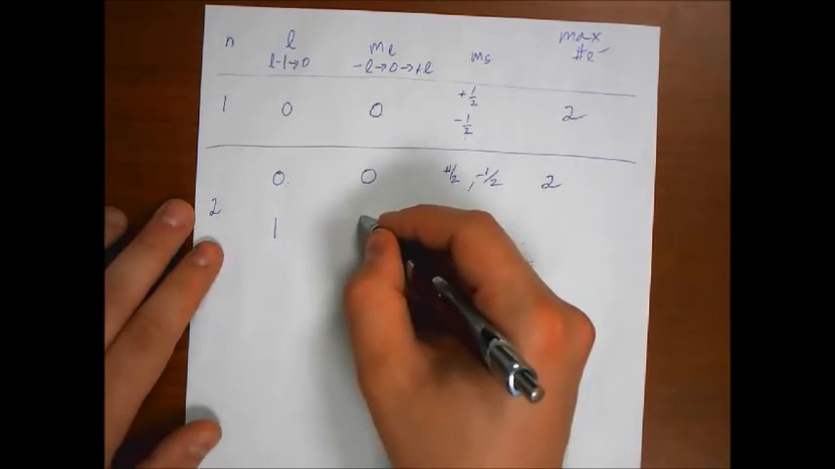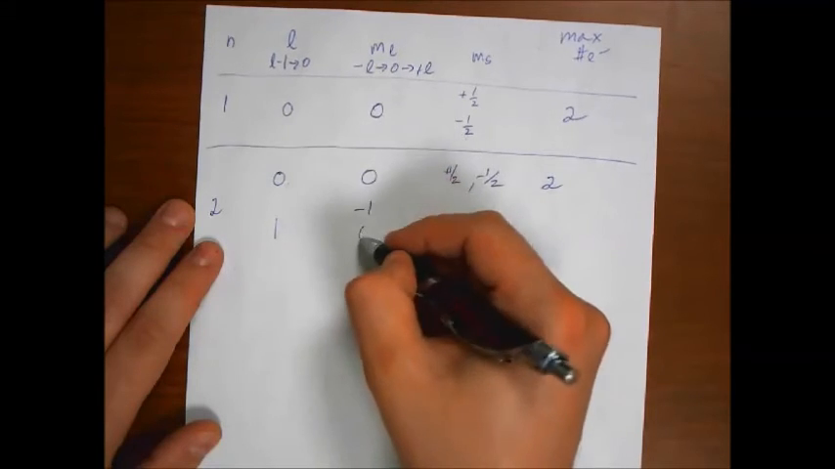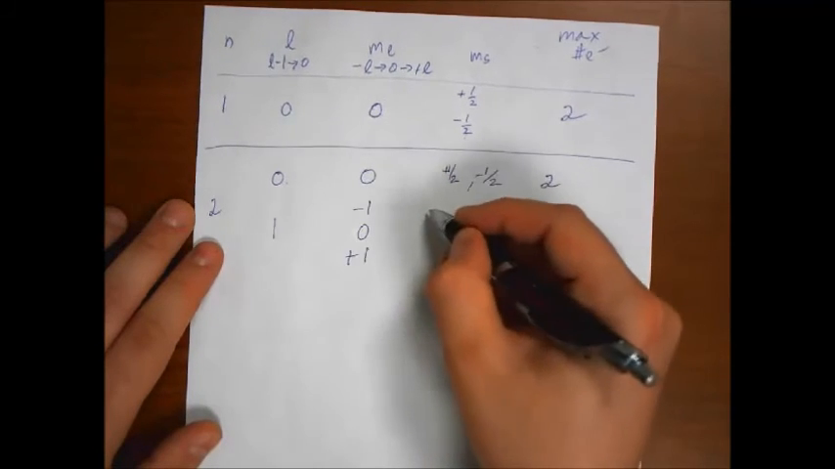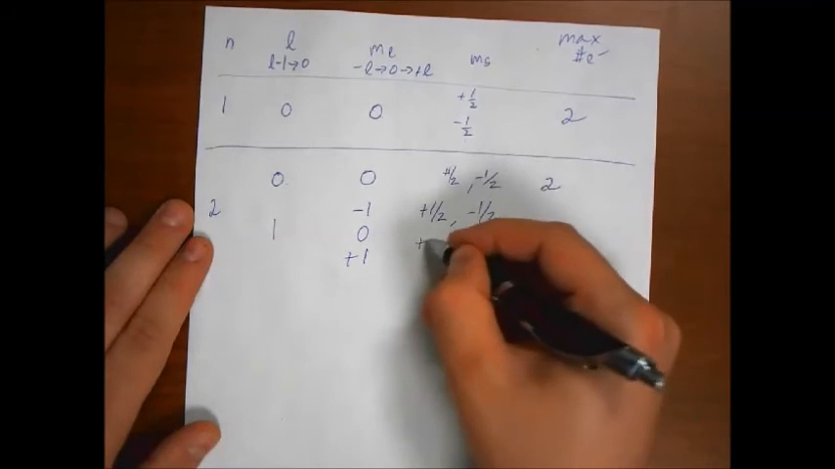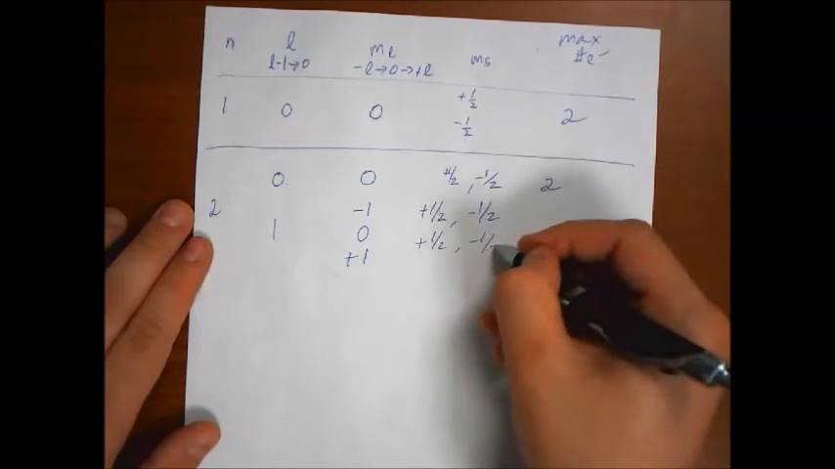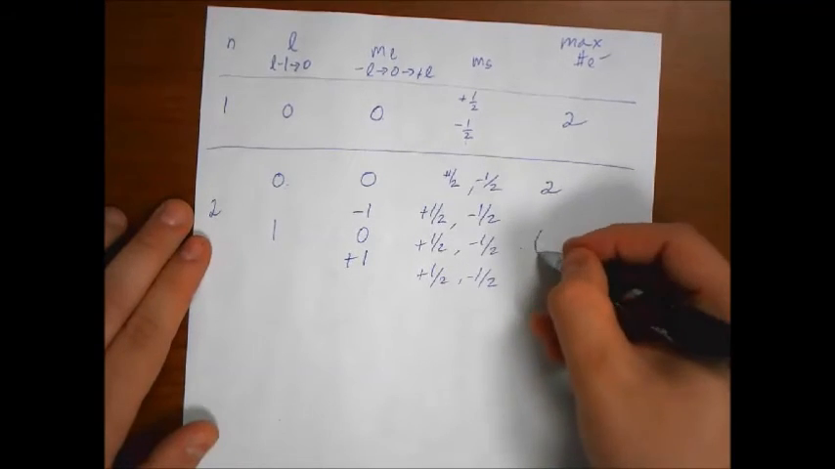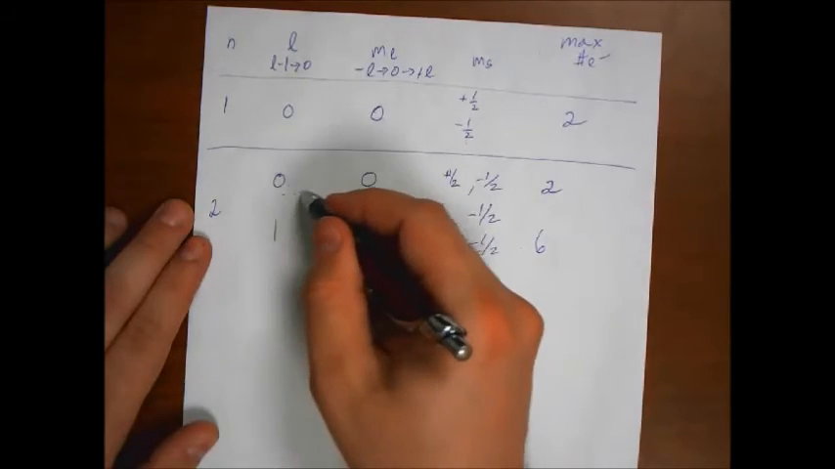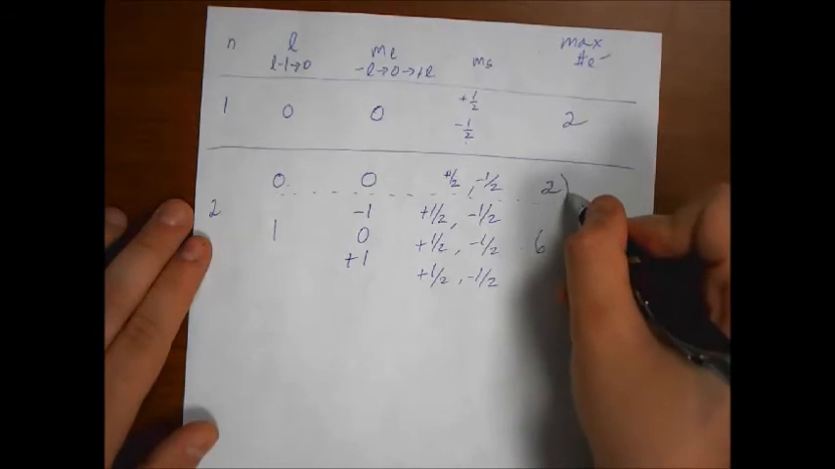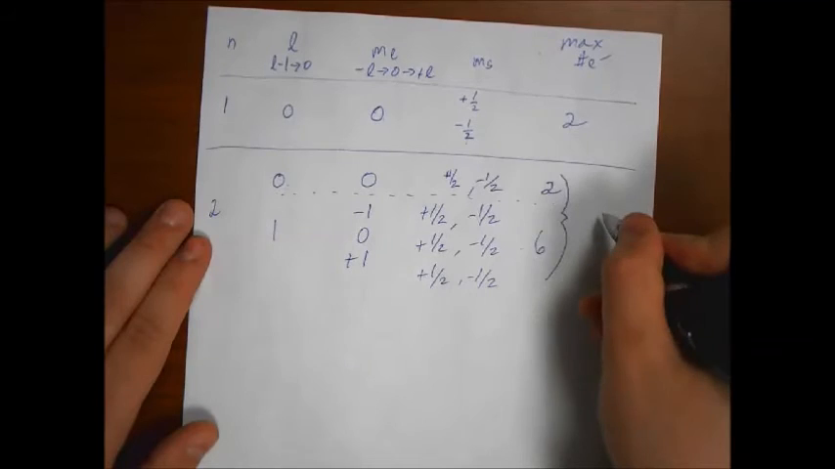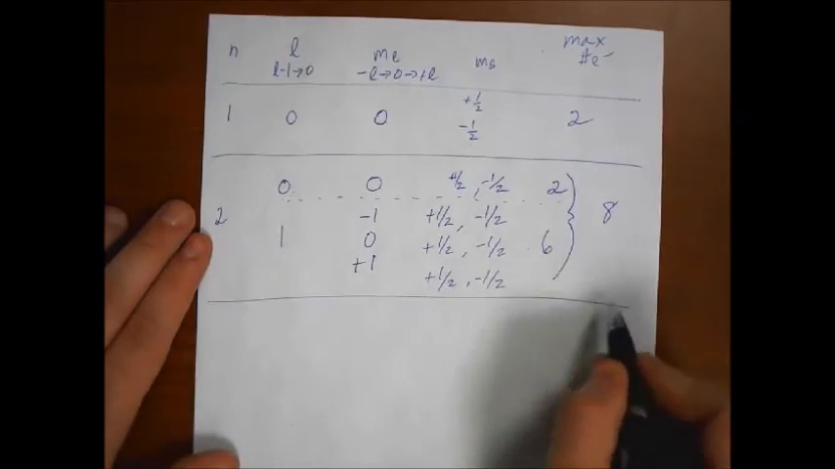And then here, we get 3 possibilities. We get minus 1, 0, and plus 1. And each one of these is going to have 2 possible electron positions, plus 1/2 and minus 1/2. So this gives us a grand total of 6 electrons inside of this, and the grand total number of electrons in this shell is going to be 8. So that's the maximum number.